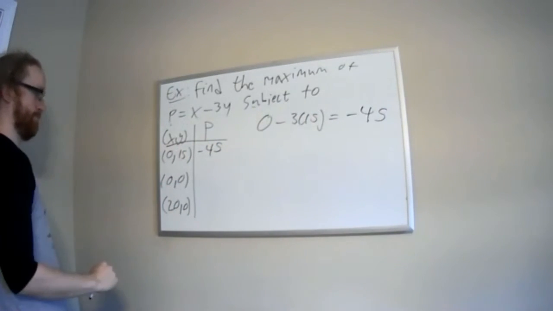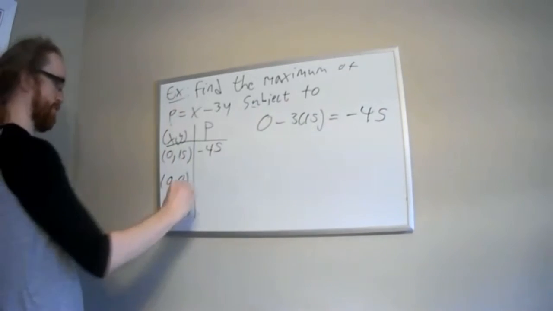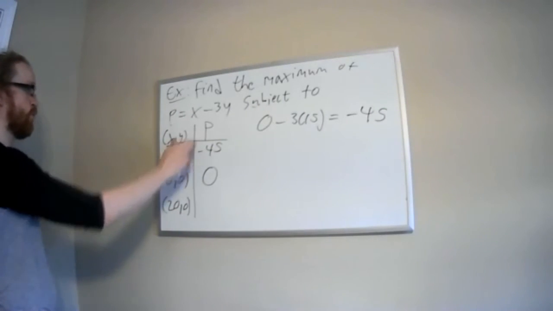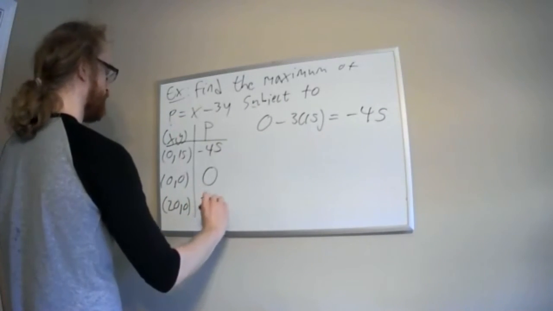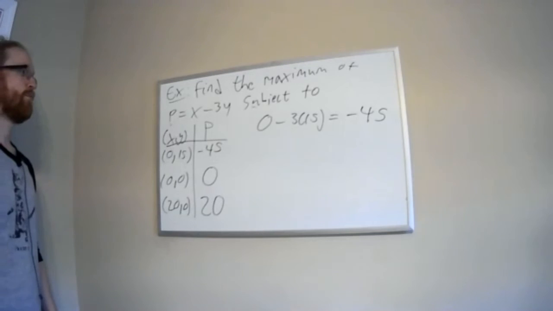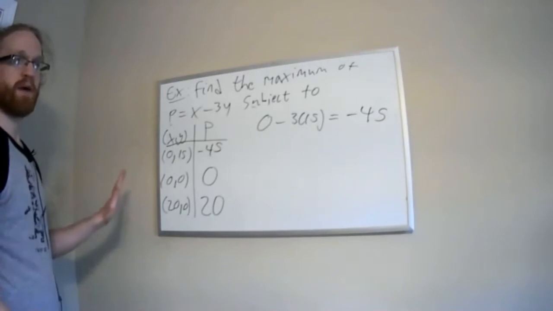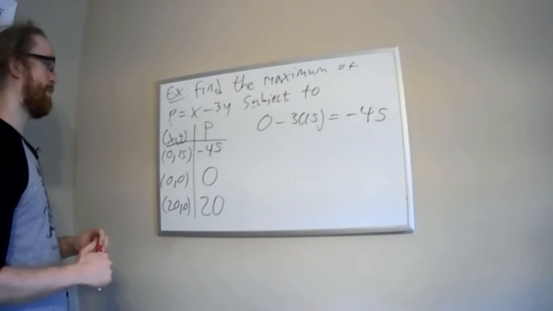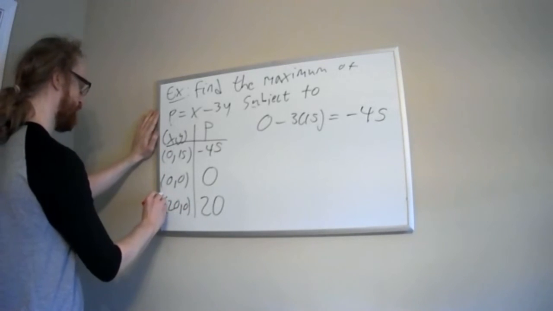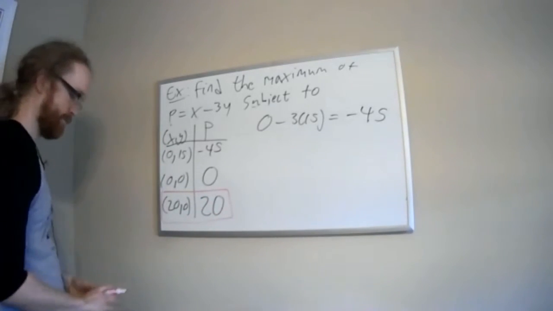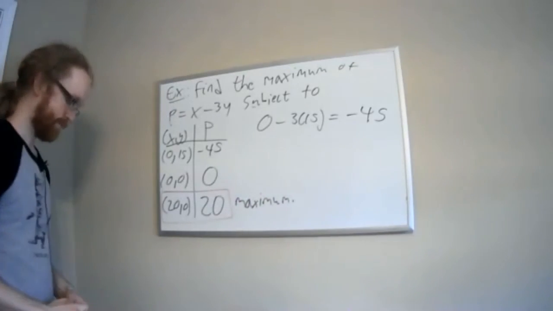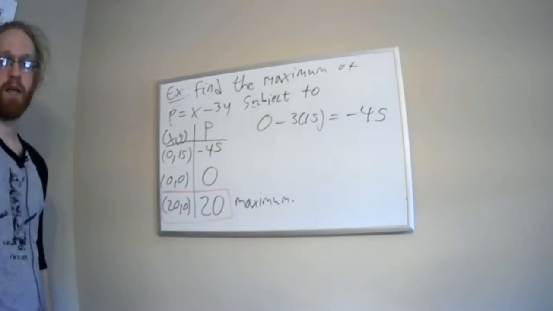Next, we'll plug in 0, 0. That's 0 minus 3 times 0. That's just 0. And then I'll plug in 20, 0. That's 20 minus 3 times 0. Well, that's just 20. So these are the values of my function at the corner points. We saw that the feasible set was bounded. It made a triangle, so it was bounded. So I know that the maximum happens at a corner point, and so all I need to do to find the max is just pick out the biggest result that I got, and in this case, that's 20. 20 is the biggest thing I got, so this is the maximum. And we're done.